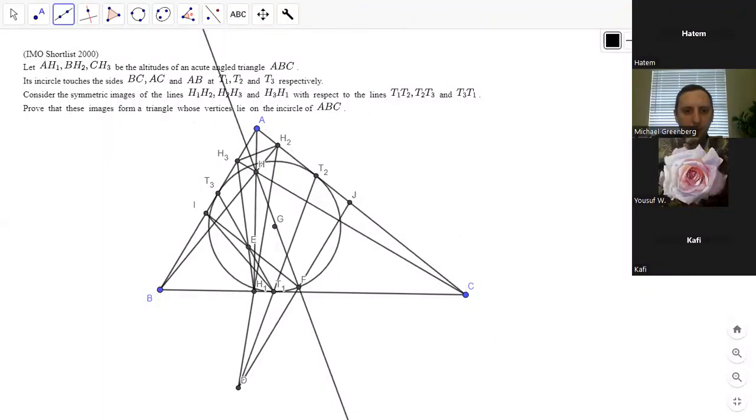But yeah, we have two different reflections. So maybe it's an anti-Steiner point of some other triangle. Because doesn't it look a lot like an anti-Steiner point problem? So we have this triangle, H1, H2, H3, and we're reflecting.